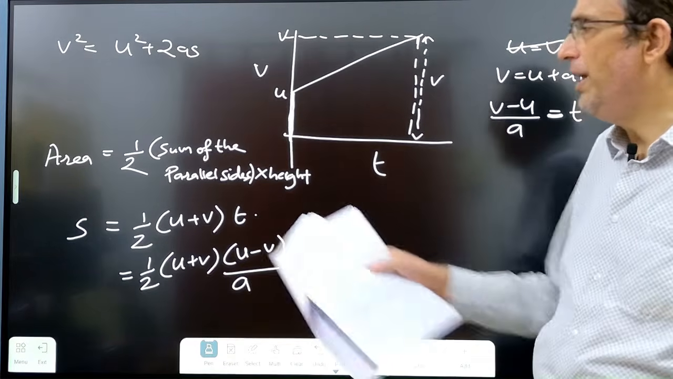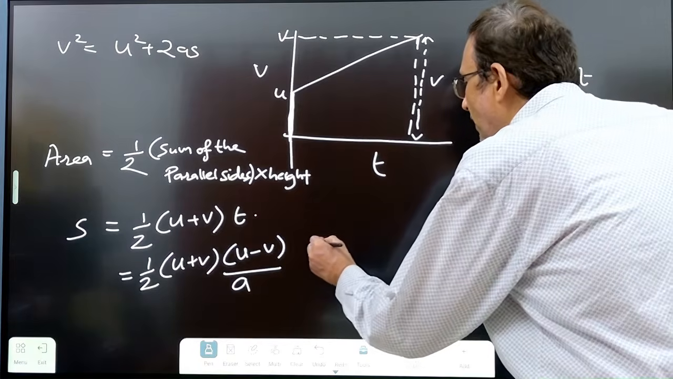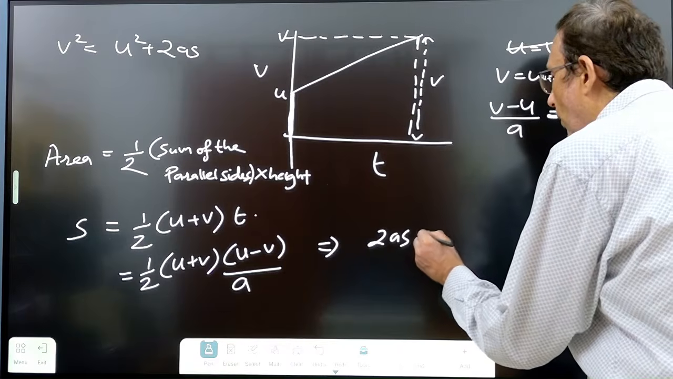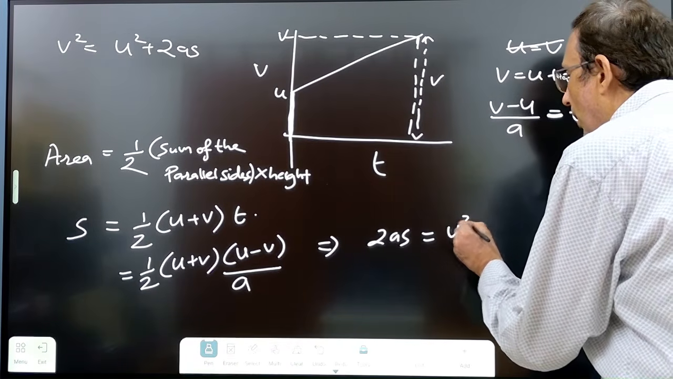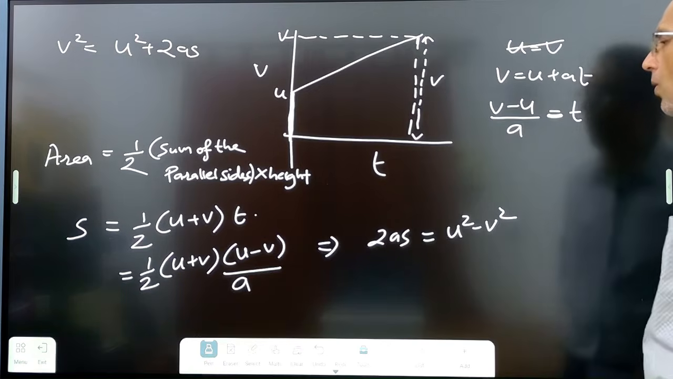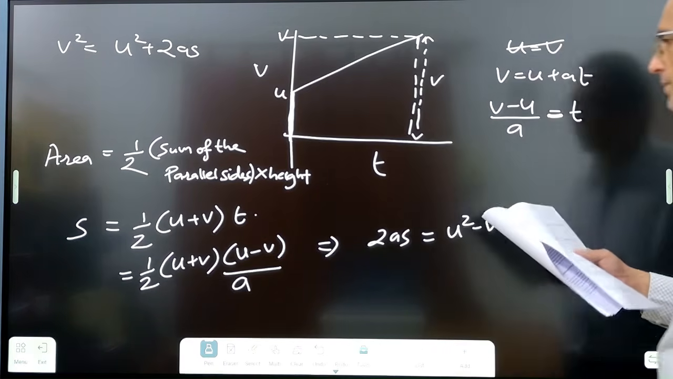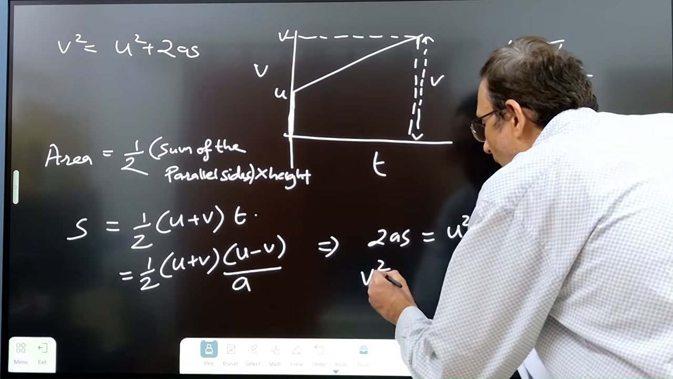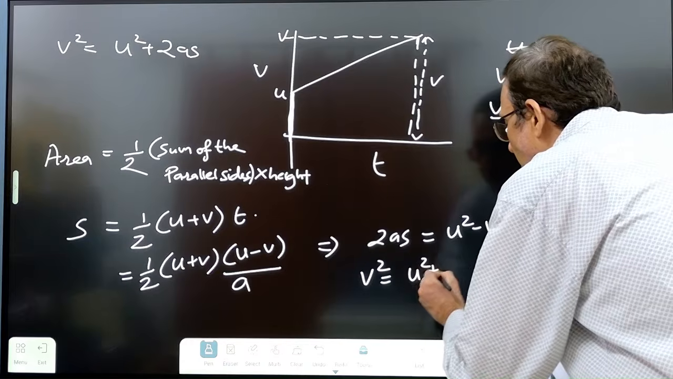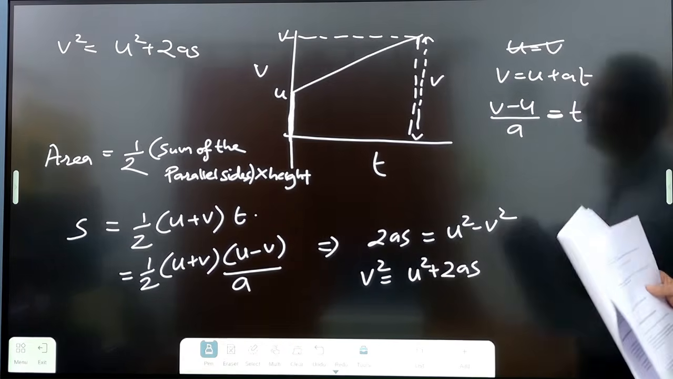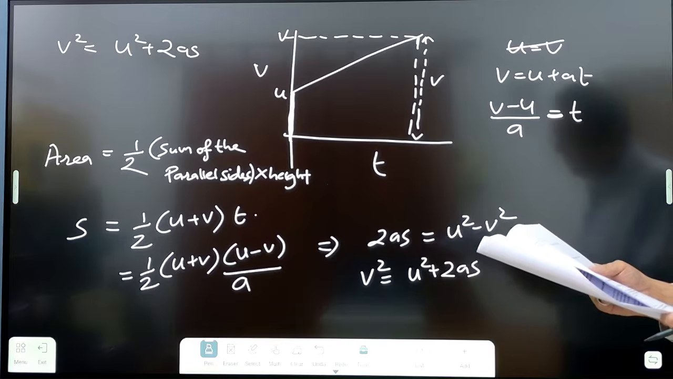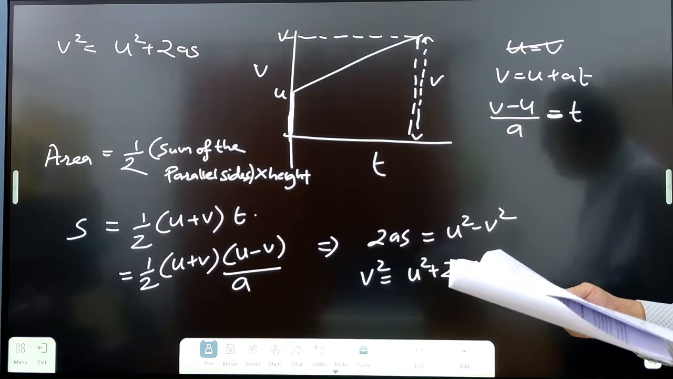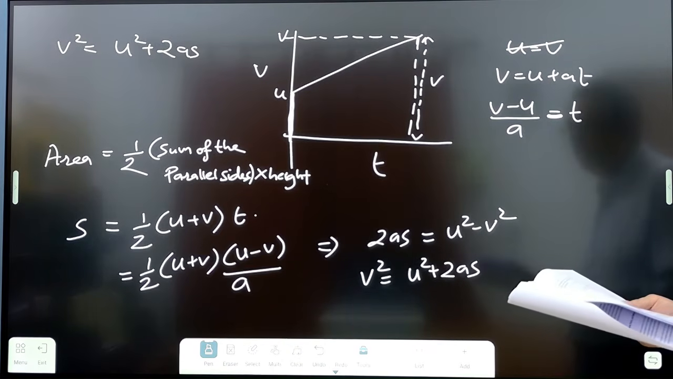Now from here, if you rearrange, after this rearrangement you get 2as is equal to v square minus u square, or you can say v square is equal to u square plus 2as. Okay? This is how you get this equation.